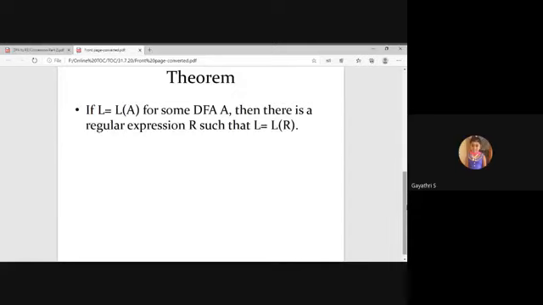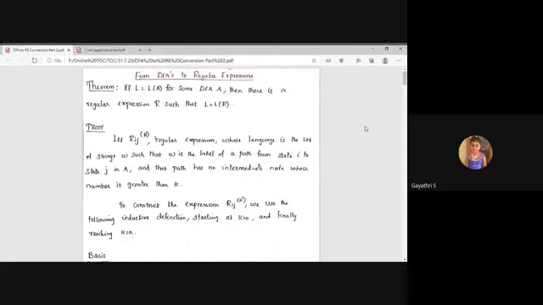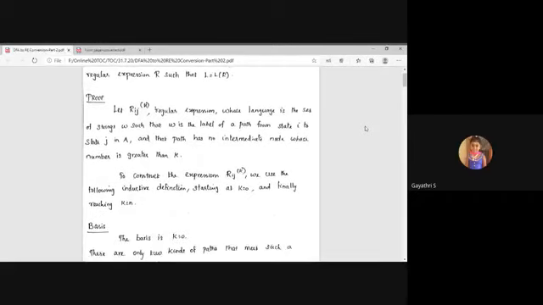I'll shift into my notes. So this is the theorem. It gives the proof that it is possible to convert a DFA into a regular expression. This theorem is the Rij method. This theorem was designed by Hopcroft, one of the authors of your textbook.